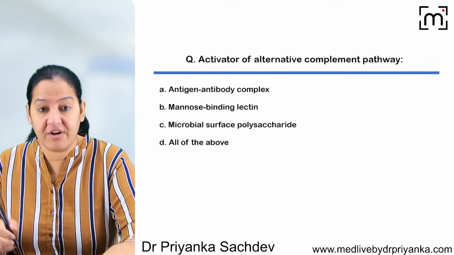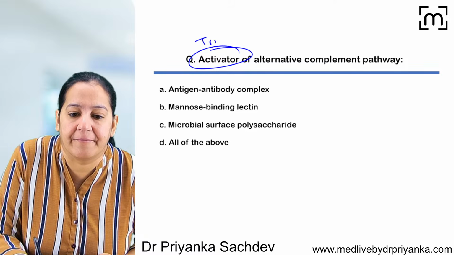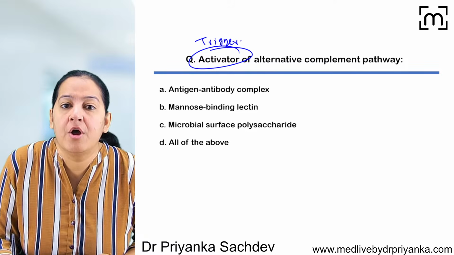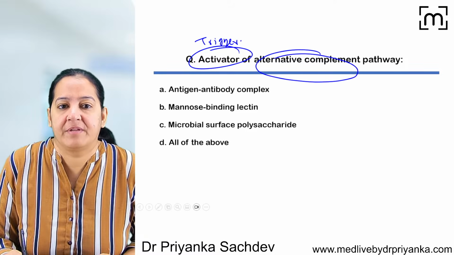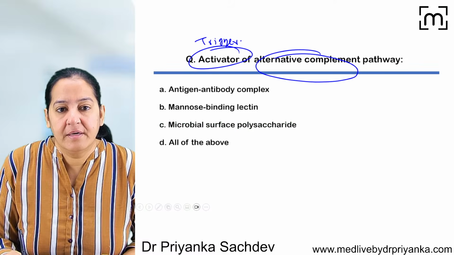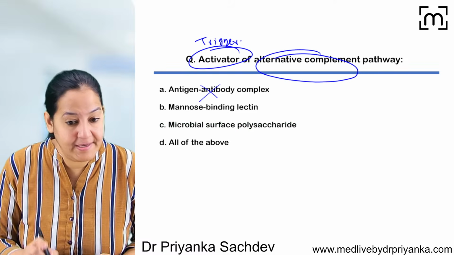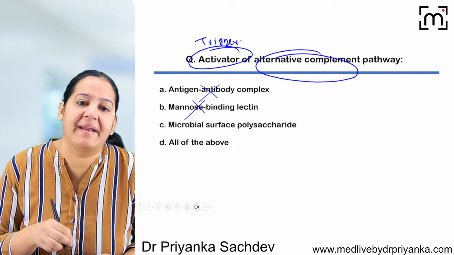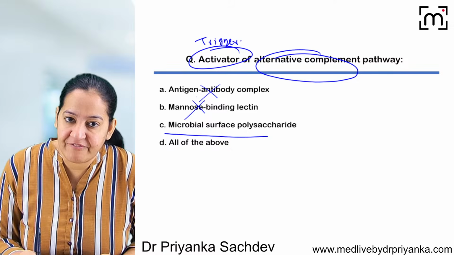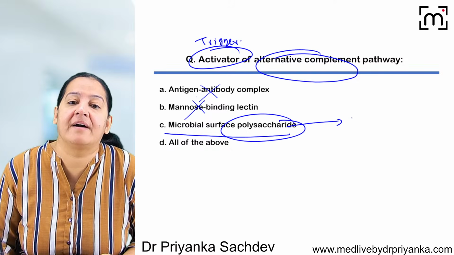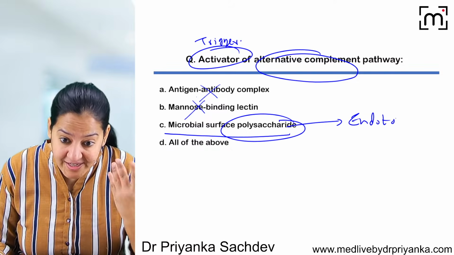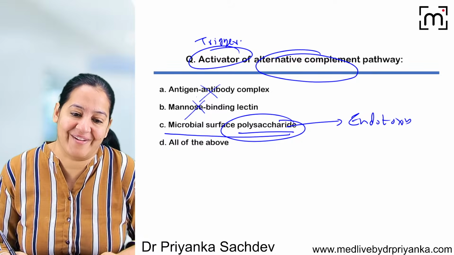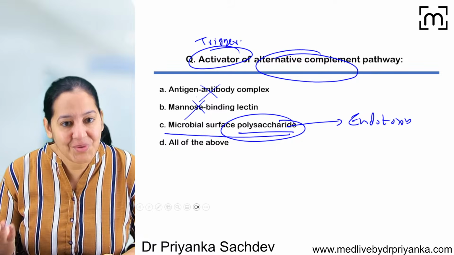The next question: tell me the activator or the trigger of the alternate pathway. It's not the antigen-antibody complex, which is the trigger in the classical pathway. It's not mannose-binding lectin, which is the trigger in the lectin pathway. It's the microbial surface polysaccharide. Lipopolysaccharide is the other name of endotoxin. So instead of writing endotoxin, they are telling you lipopolysaccharide. So the correct answer is C.